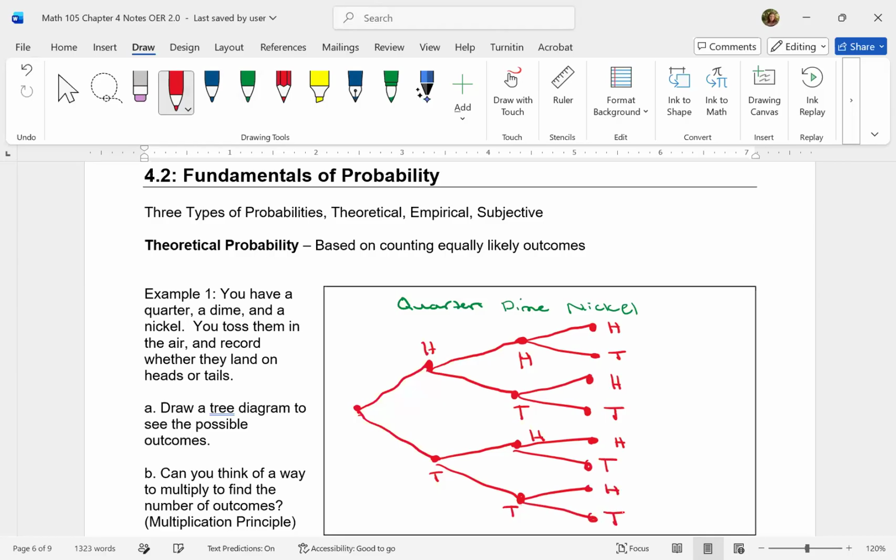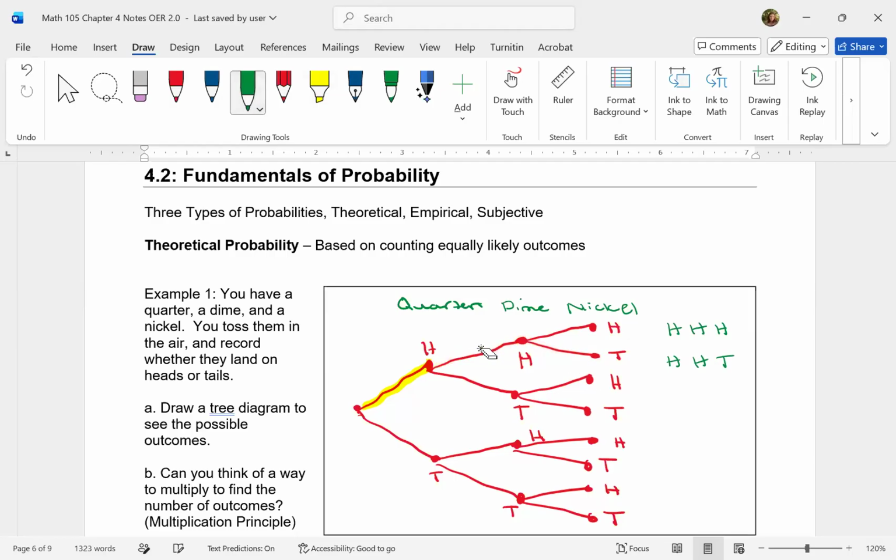Okay, so here's how we actually list all the possible outcomes. We follow the path, as it were, to list each outcome. On the top path, if I got heads for quarters and then heads for dimes and then heads for nickels, that would be one possible outcome: heads, heads, heads. Another possible outcome is heads for quarters, heads for dime, but tails for nickels. See how we're following each little path. So this would be heads, heads, tails.